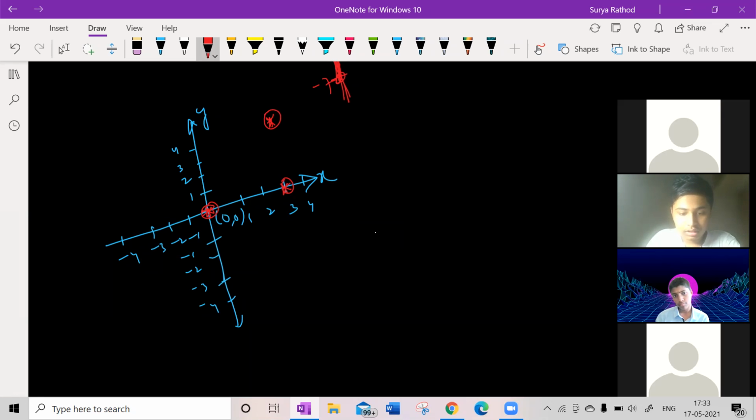Y coordinate is 4. So it is here. So it is obtaining a square like this. Square is correct. It's very simple. Any doubts here, guys? This is the diagram which you might have given in your answer.